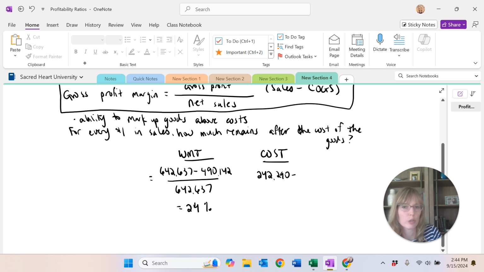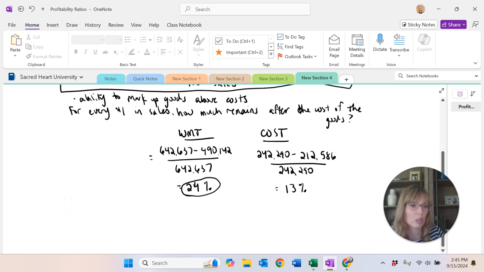For Costco, we have 242,290 for sales revenue, cost of goods sold 212,586, and net sales 242,290. And this works out to be 13%. So significantly lower. Costco has a significantly lower markup above cost when it's determining the sales price. So of course, for gross margin higher is always better, and Walmart wins for this ratio.